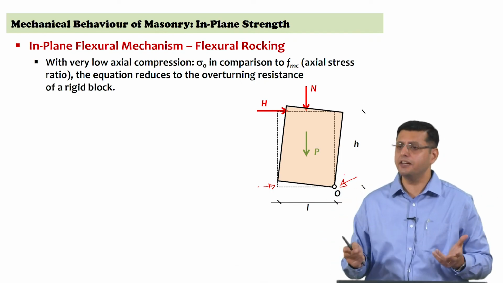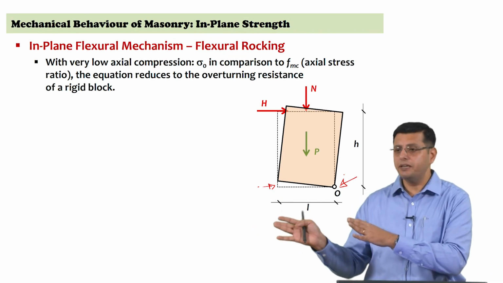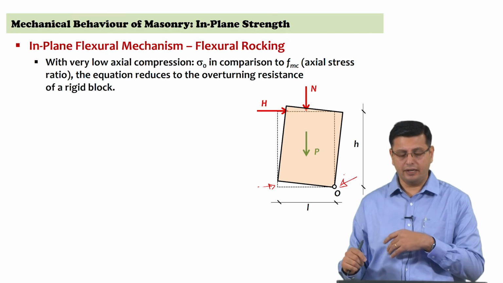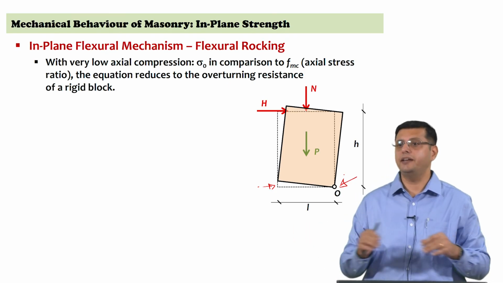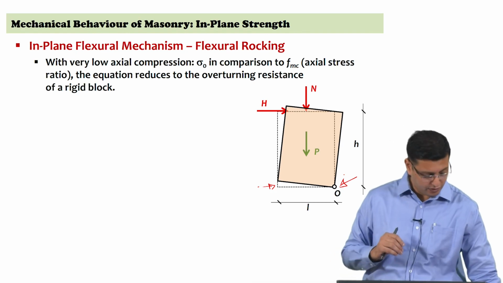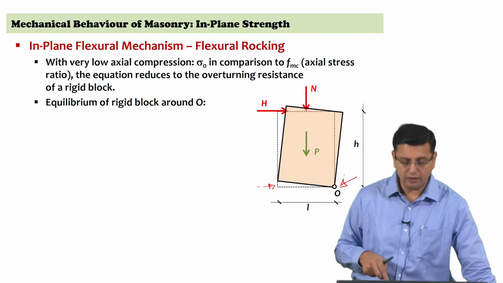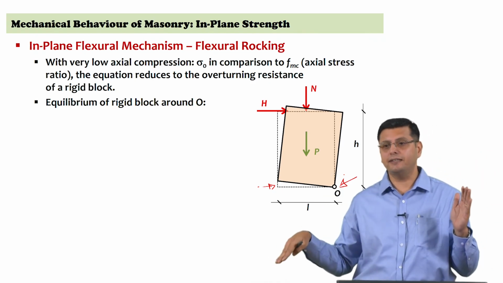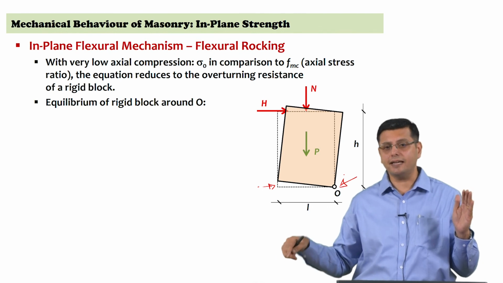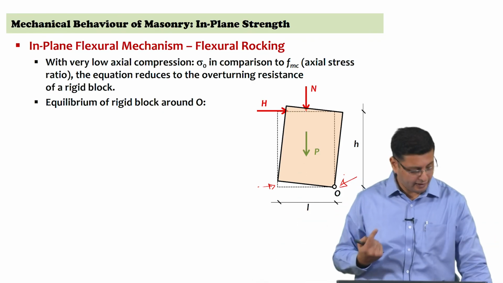And so, it is an overturning mechanism. Ultimate failure will be when stability is lost and you get overturning, but you will not get a cross section failing in crushing, in compression. So, this is a special case. If you look at this rigid block now, the wall panel acts like a rigid block. It has a failure plane formed at the bottom because of tensile cracking, but equilibrium is maintained by this hinge at O itself.